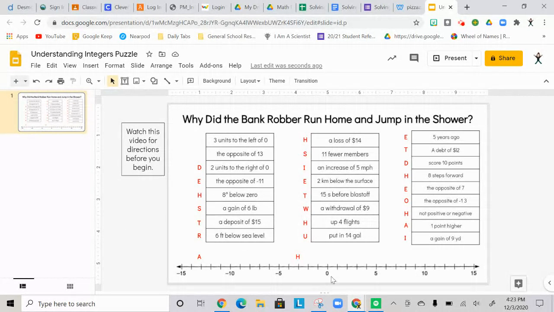The only thing you can move on this slide are the letters. So those are the only thing you should be moving. And again, you're moving them above the space on the number line that represents the integer for the word phrase.